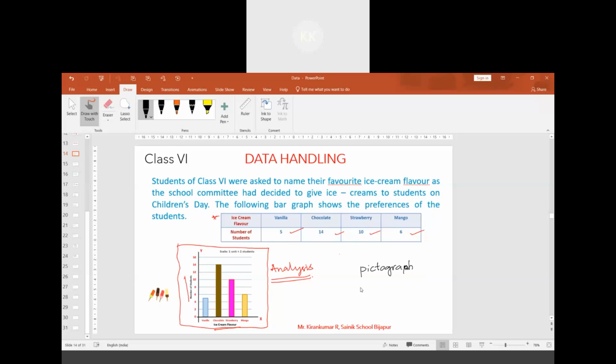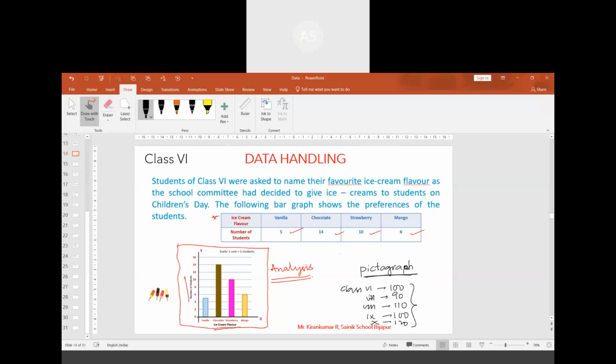Suppose they give the class strength, say class 6th has got 100 students, class 7th has got 90 students, class 8th has got 110 students, class 9th has got 100 students, class 10th has got 120 students. In such cases, how do we do a pictograph for this data?